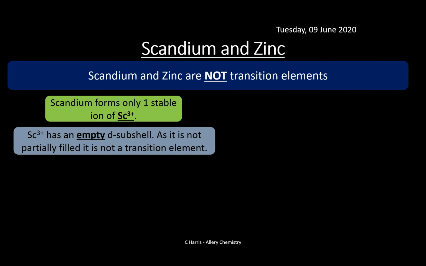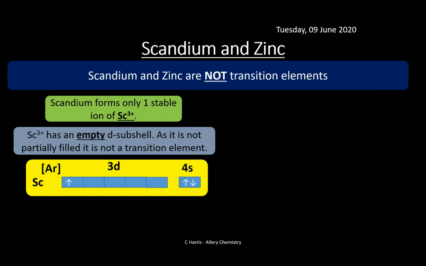So this has an empty D subshell. We take 3 electrons away from scandium. If you imagine the electron configuration, we take 1 from the 3d and the 2 4s ones, and that means you don't have any electrons at all in that 3d subshell. Because it's not partially filled, there's your electron configuration. It's probably better for me to show you, rather than just imagine it.